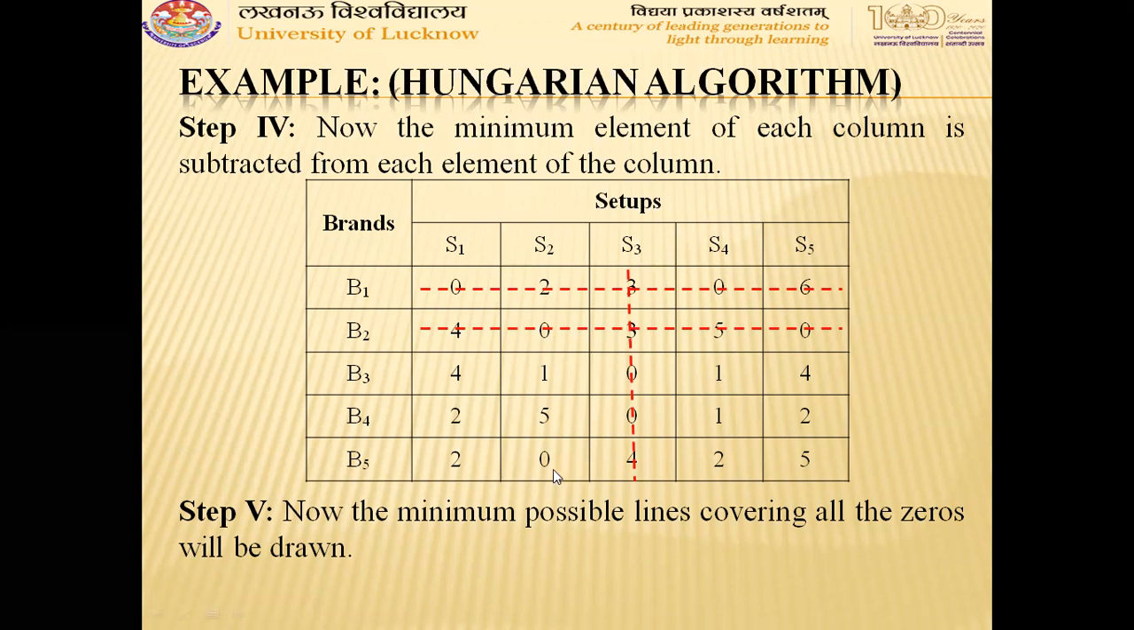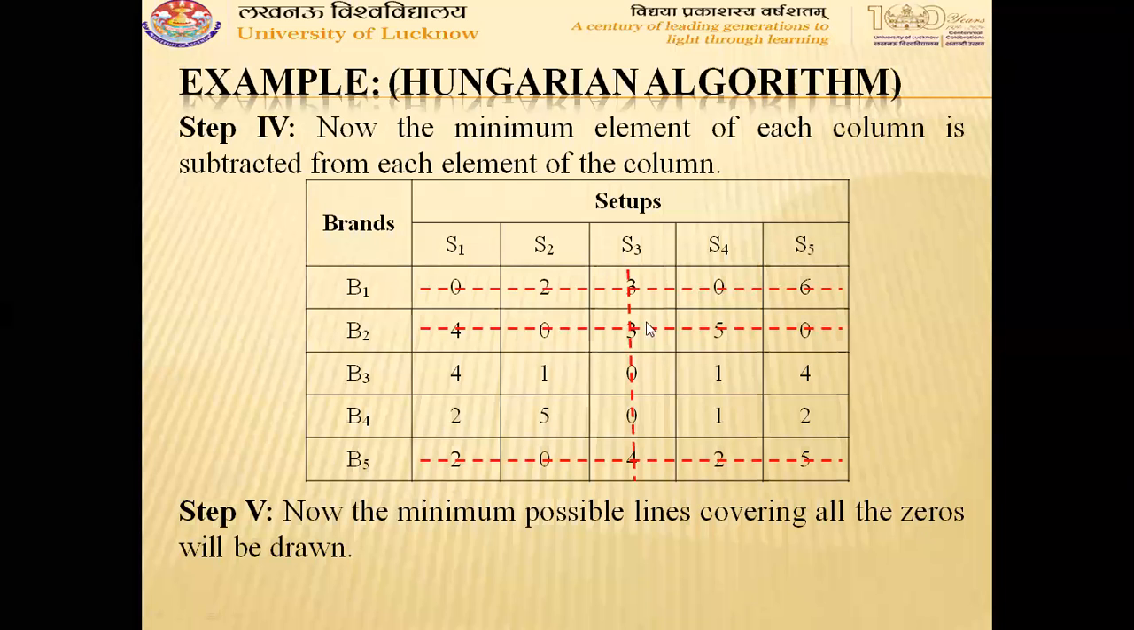Now only 1 zero is remaining, that is in B5. So we can draw line horizontally or vertically, zero will be covered. I have drawn it horizontally. So you can see that all the zeros are covered by the lines. There is no zero remaining which is not at any of the line. And here we can see that four lines are drawn, whereas the order of the matrix is 5.